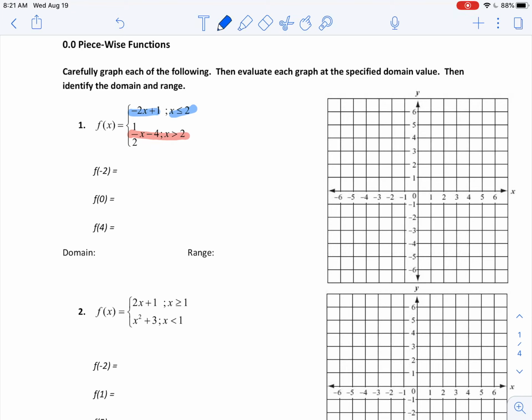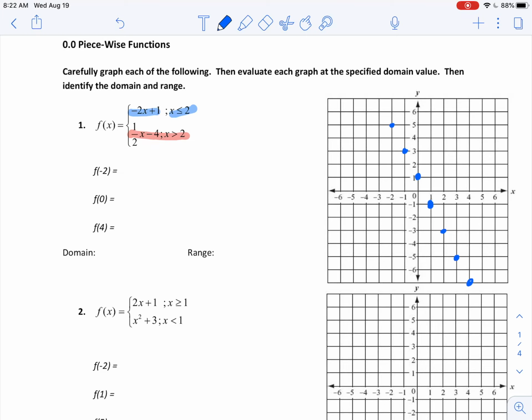So let's get started on the first part, graphing. My first part is a linear function, negative 2x plus 1. So my y-intercept is 1, and my slope is negative 2, so I'm going to go down 2 and to the right 1.